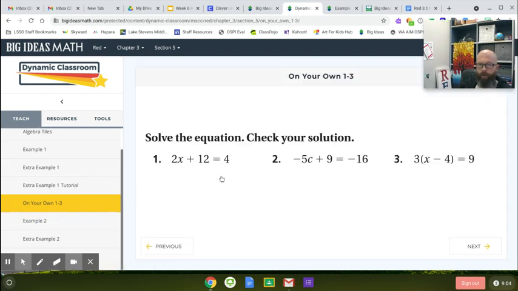So we have 2x plus 12 equals 4. So we want to subtract 12 first from both sides. Here we have negative 5c plus 9 equals negative 16. So we want to subtract 9 from both sides. Here, we're going to multiply everything by 3 first, right? Because parentheses, so we need to make this into 3x minus 12, because 3 times 4 is 12. 3x minus 12 equals 9. So I'm going to rewrite it that way. And then you're going to add 12 to both sides.